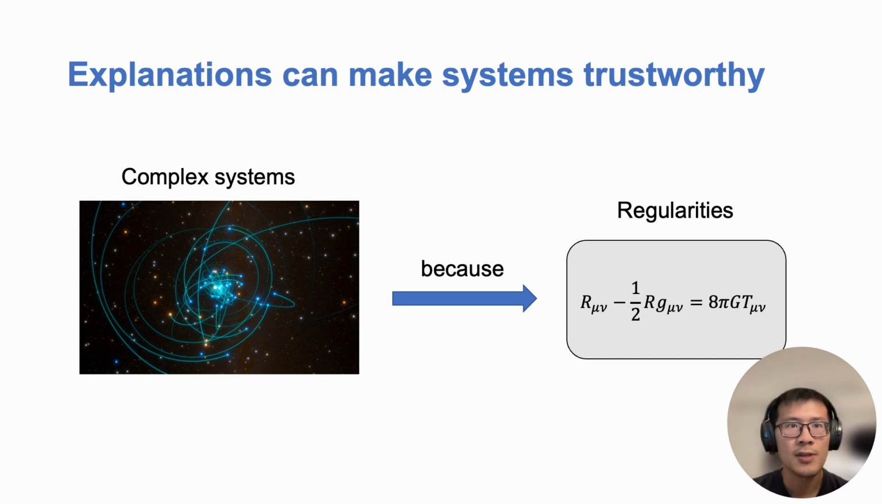So looking forward, I believe that explanations can make more systems trustworthy. We have very complex systems that are deployed everywhere. And to make those systems trustworthy, we need to reveal the true mechanisms of those systems. And I believe natural language explanations have the potential to reach this goal.